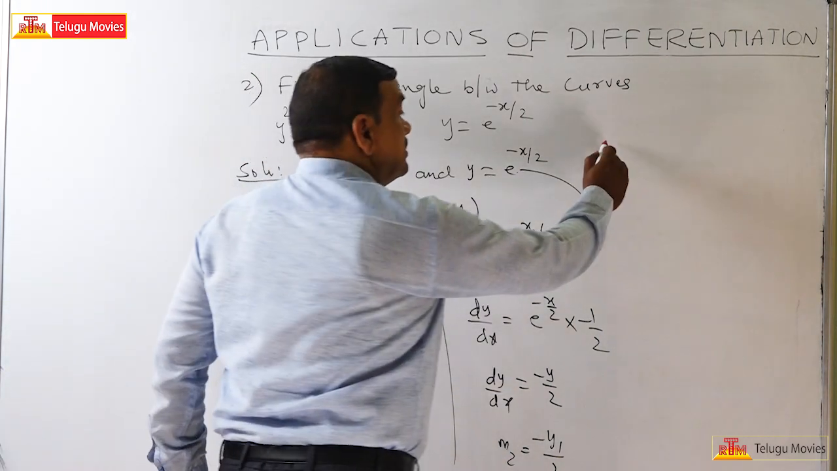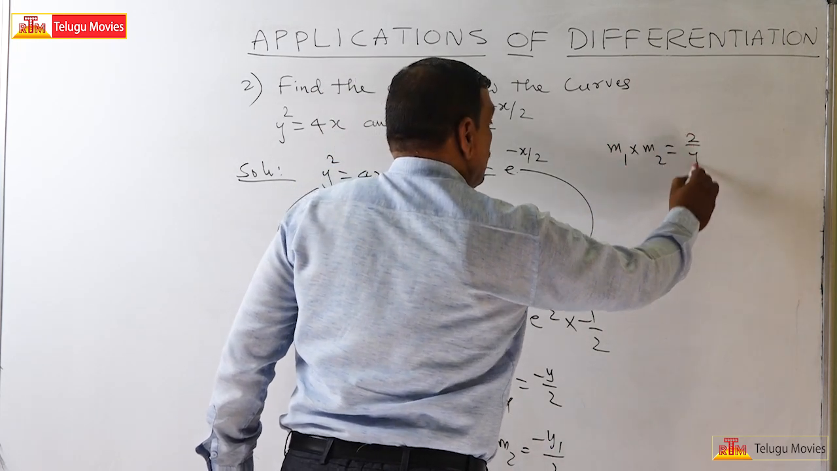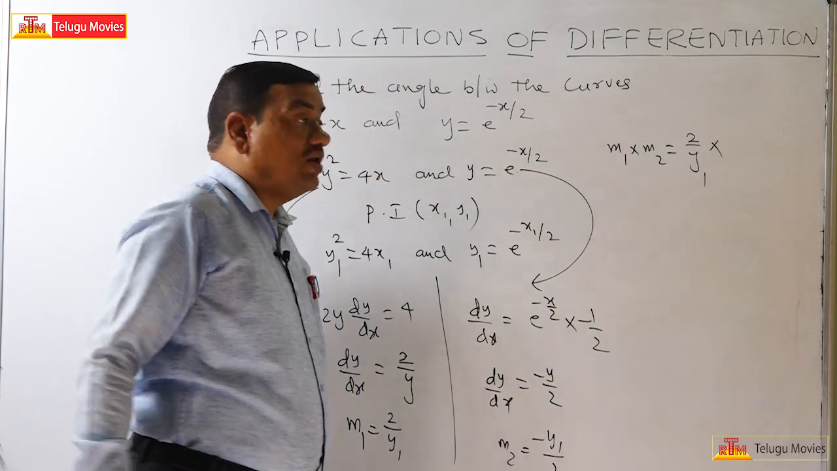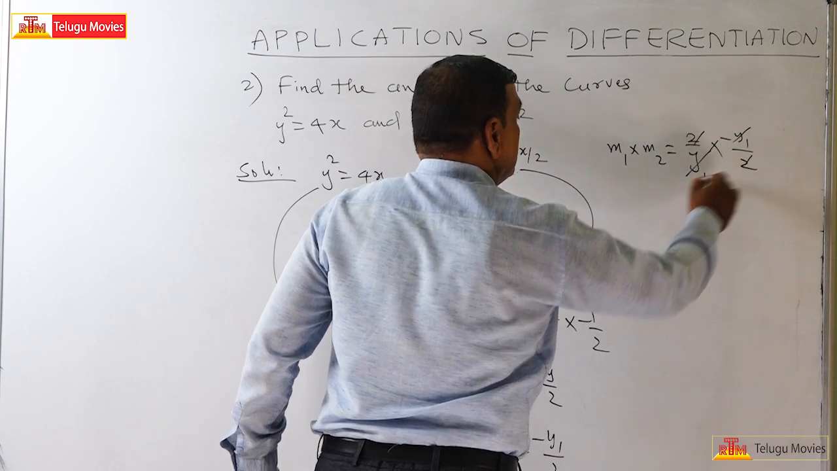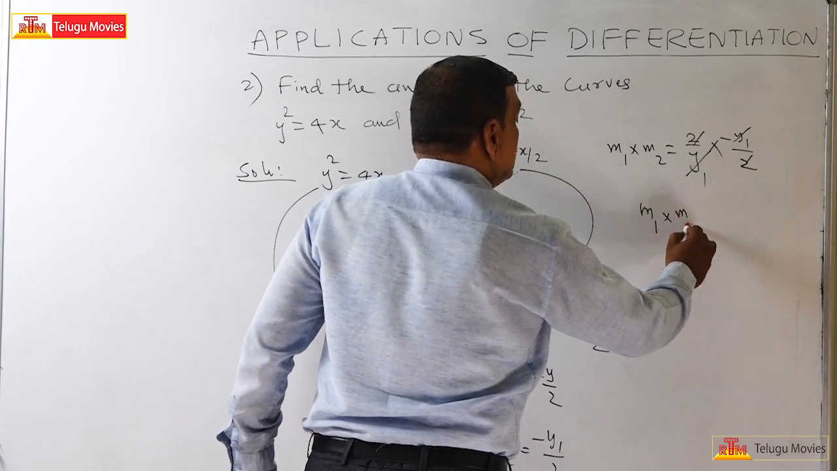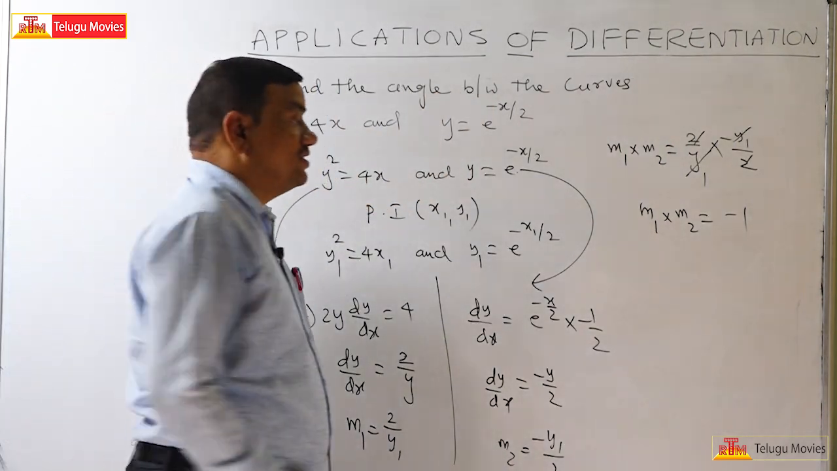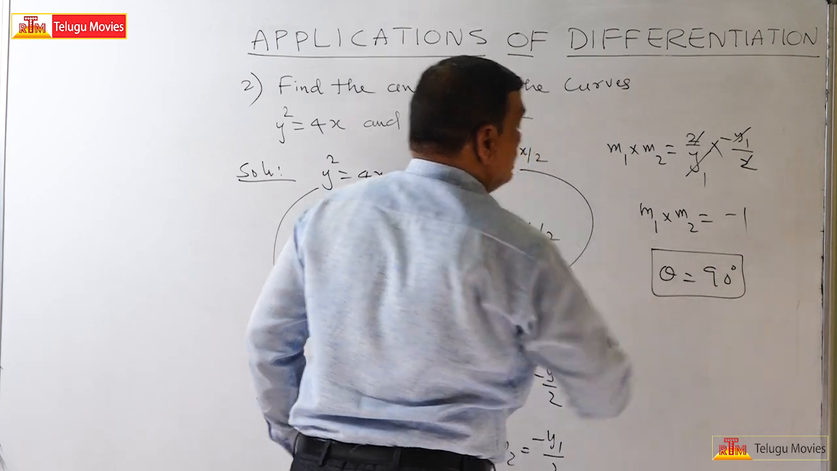m2 value is, that means find out m1 into m2. This is 2 by y1, and this value is minus y1 by 2. Both will cancel, and you will remain with m1 into m2 equal to minus 1. Hence, the two curves are orthogonal. Angle between them is equal to how much?